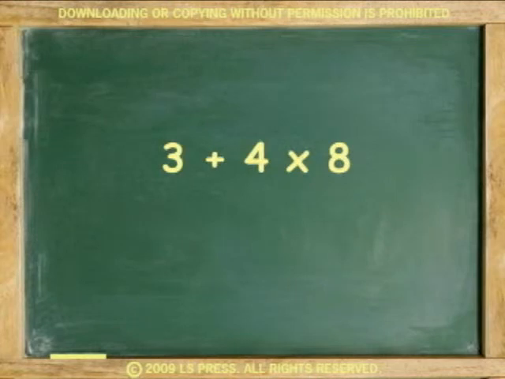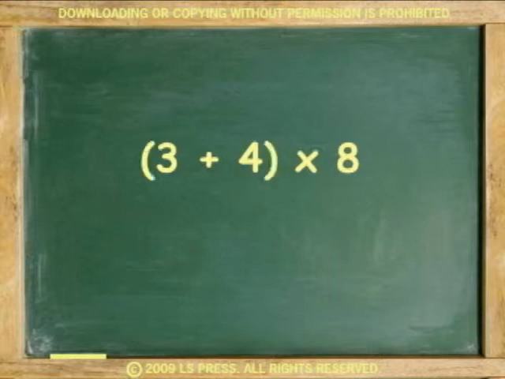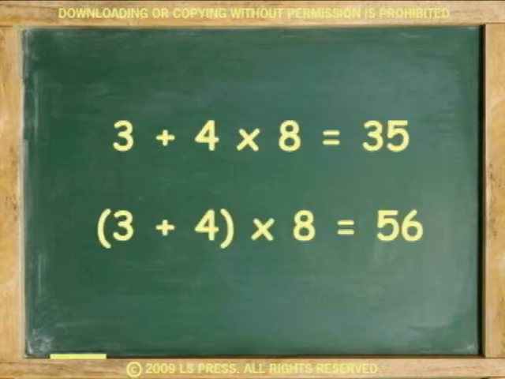Let's do an example. In 3 plus 4 times 8, you must multiply first 4 times 8, then add 3. If you add 3 and 4 and then multiply by 8, you'll arrive at the wrong answer. If you want to add first, you must place the addition in parentheses. Now you can add 3 and 4 and then multiply by 8 to get 56. Notice the different answers.